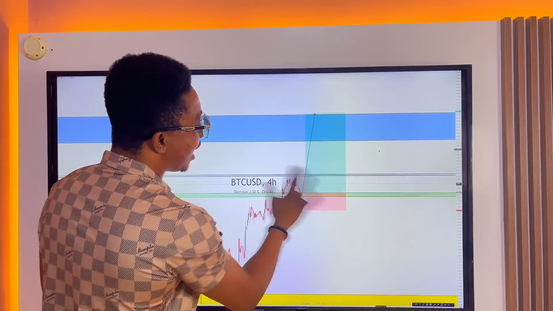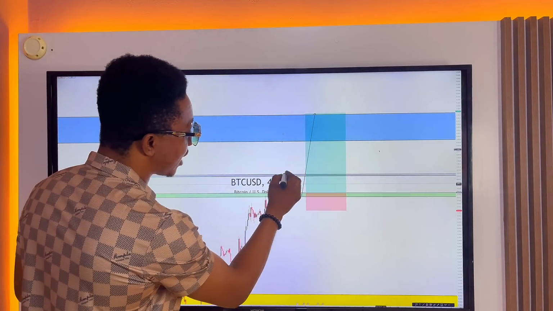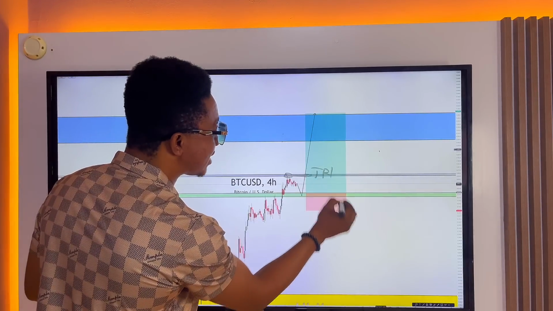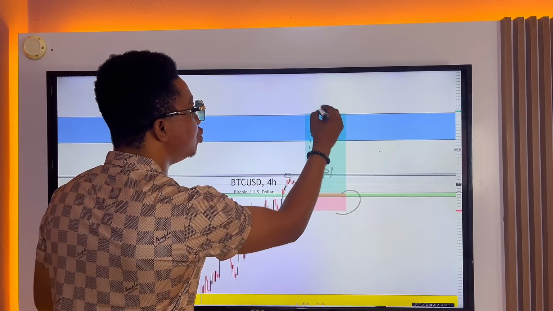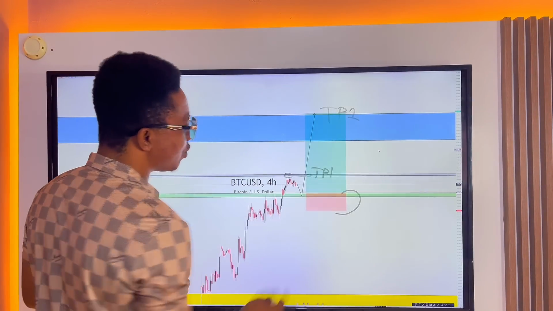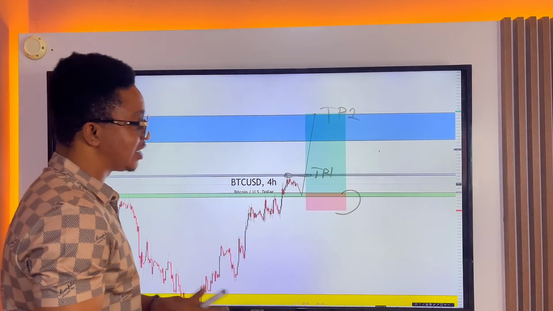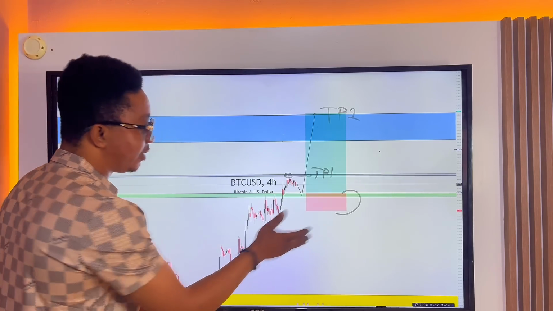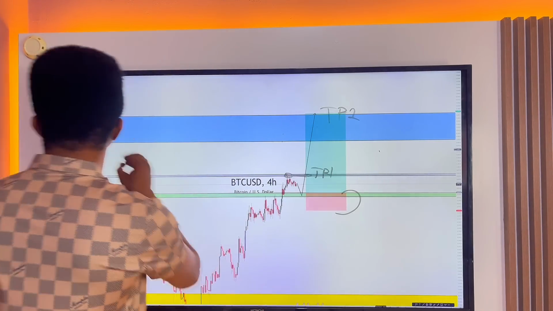TP1 is going to be at the next resistance level of the 4-hour time frame. Once we hit TP1 over here, what do we do? We move SL to entry and we hold to reach TP2, which will be at the next monthly resistance level. So this is our full and complete technical analysis on Btcusd. Now Btcusd, we are done. Let's move to the next pair very quickly.